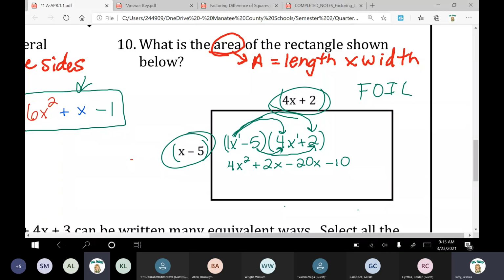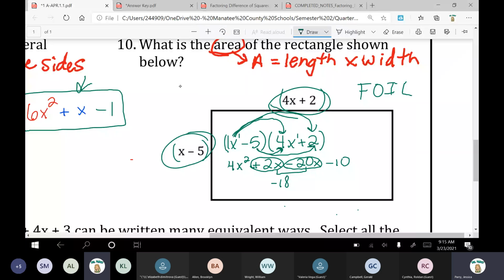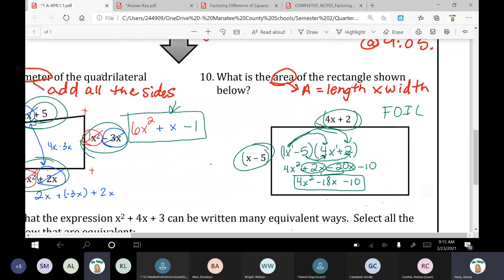And then from there, we can combine like terms, these two here in the middle. What do I get when I combine 2x minus 20x? What do I get? Negative 18x, perfect. So we get negative 18x, and then just bring down the front, 4x squared, and the back, negative 10. And then there you go. That's your answer. We can't combine it anymore. Okay, so that's number 10.